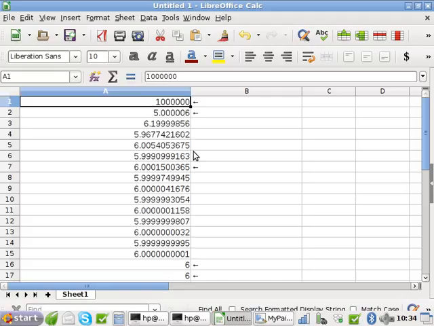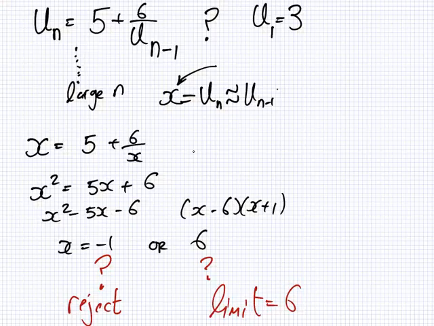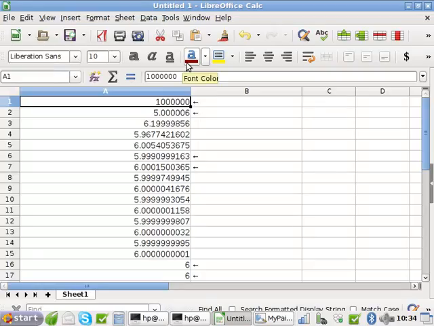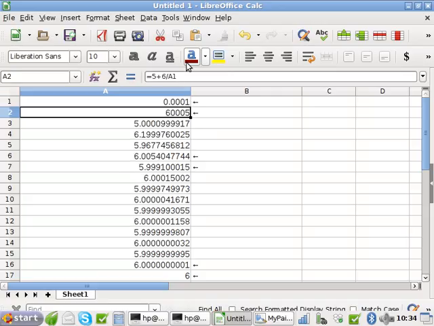Still getting there. Now, the reason why it doesn't really matter is because if you look at the formula, we have 6 divided by the previous term. If the previous term is really, really big, then what are we adding to 5? A really, really small number. So in fact, if I want to take a longer time to get to 6, I shouldn't start at a really big number. I should start at a really small number. Like this. But I still get to 6 pretty quick.